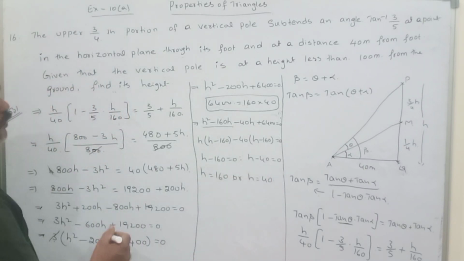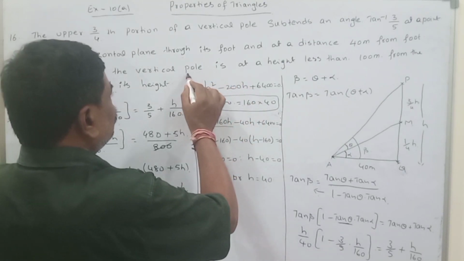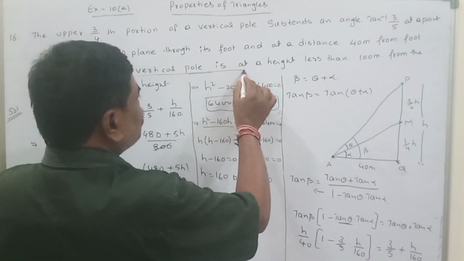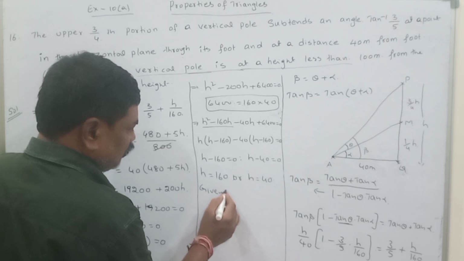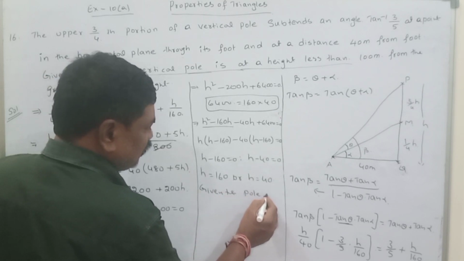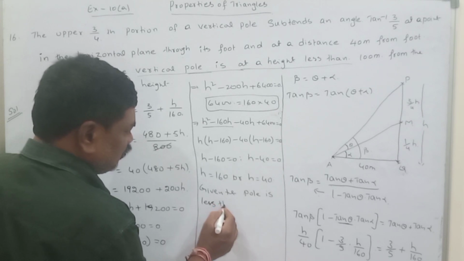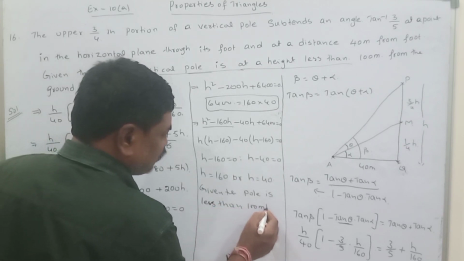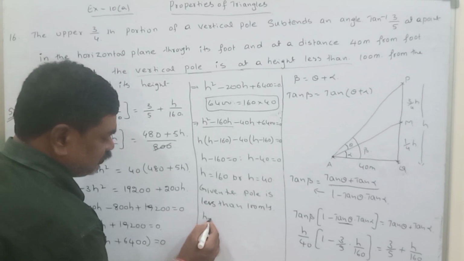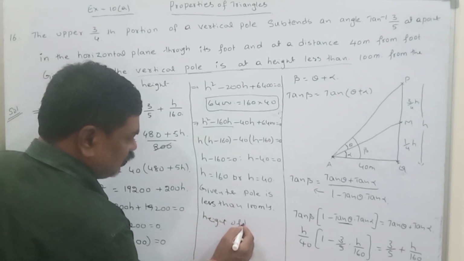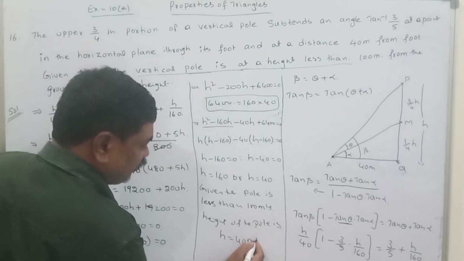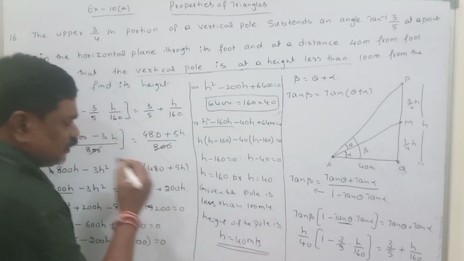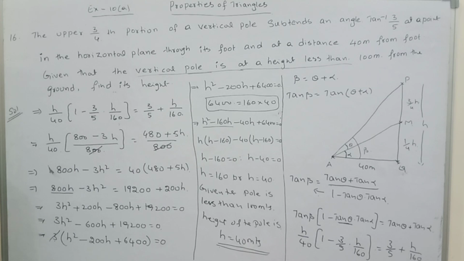And we have the given that the height of the vertical pole is less than 100 meters. So the height of the pole H is equal to 40 meters, which is the right answer. This is the conclusion of the problem. That's all.